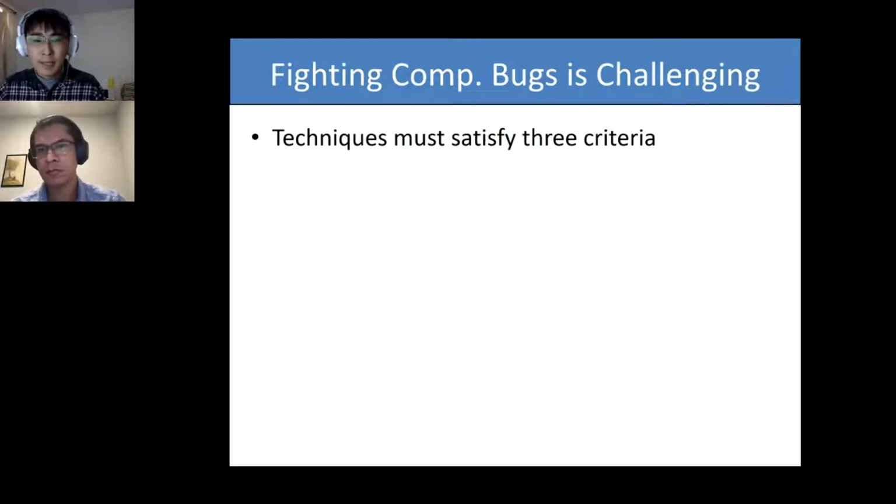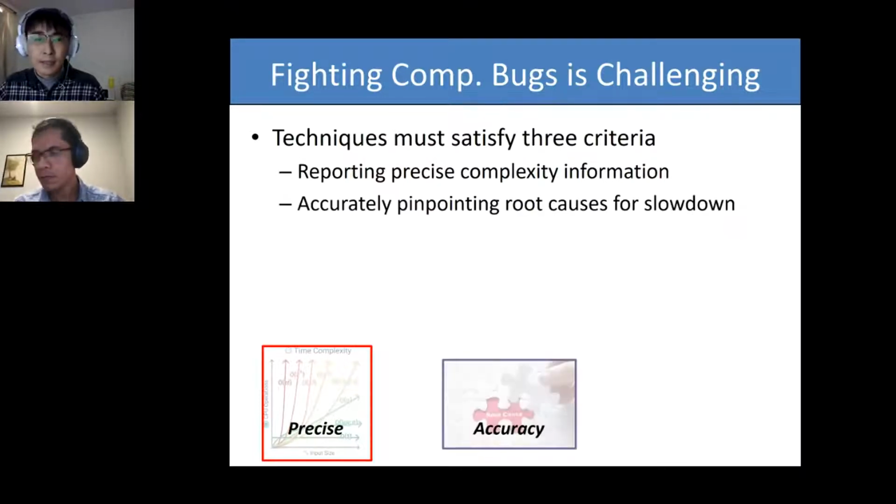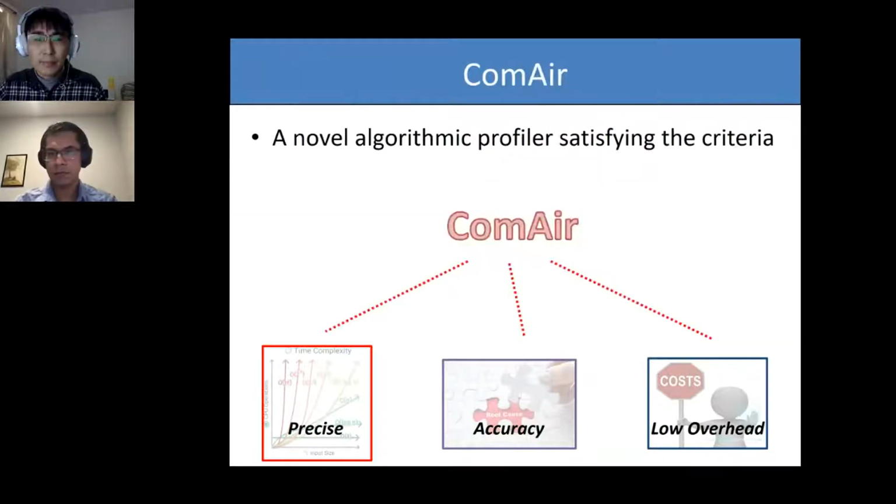However, fighting complexity bugs is challenging. A good technique needs to satisfy 3 requirements. Firstly, it must provide precise execution complexity for each piece of code. Second, given a slowdown caused by a complexity problem, the technique must accurately pinpoint where the root cause is. Third, it cannot incur a large runtime overhead, because it is desired to run the technique in production runs to determine whether a complexity bug causes real performance impact and deserves to be fixed. In our paper, we designed COMAIR that satisfies the 3 requirements and can effectively detect complexity bugs.